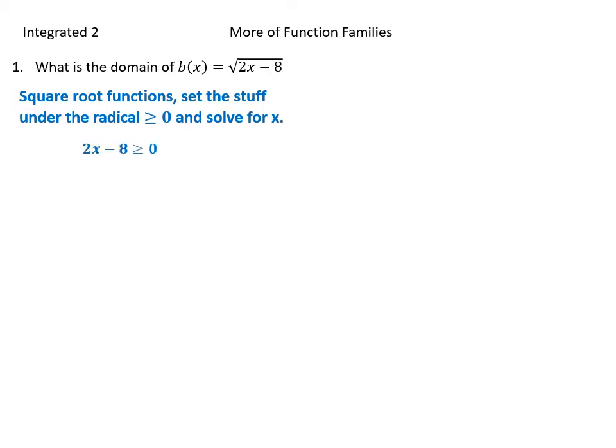Now solve. So we add 8 to both sides. Gives us 2x is greater than or equal to 8. Divide both sides by 2. That gets us x is greater than or equal to 4. That means the domain of b of x is x has to be greater than or equal to 4.